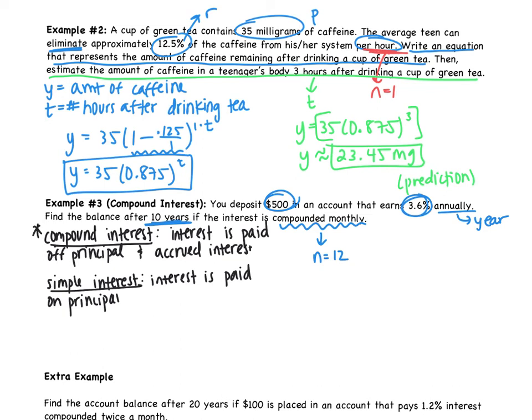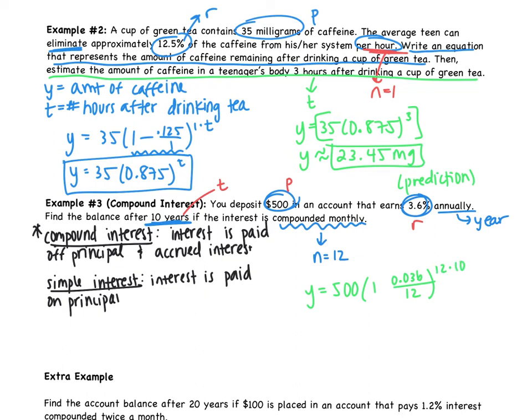Okay, so now we're ready to set up our equation. We know that our principal amount is $500, that our rate is 3.6%, and our time is 10 years. So our y is going to be 500. We have 1. Now remember, 3.6% is not the rate. We can't use that as r. We have to divide by 100, change it to a decimal. We get 0.036 divided by 12, and 12 times 10, because remember it's n times t.